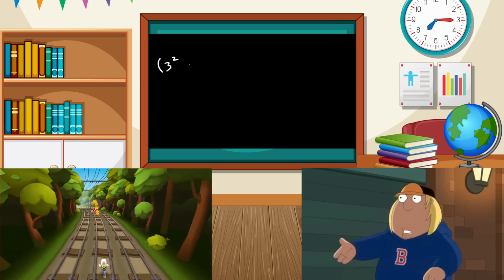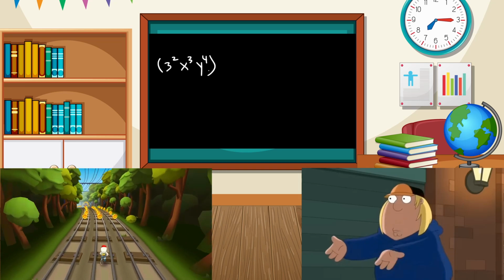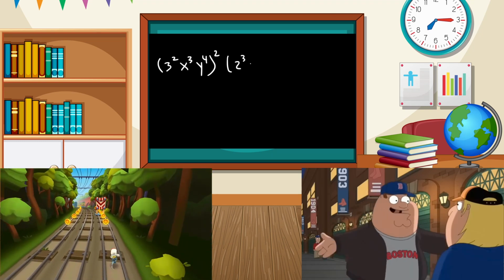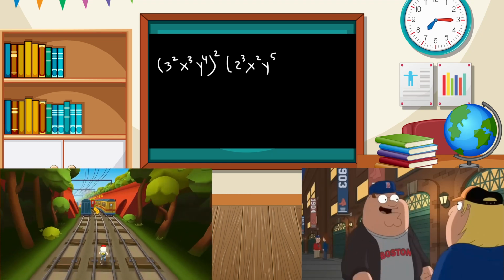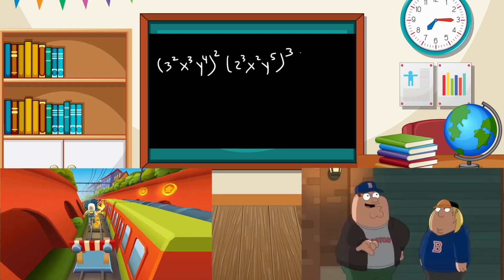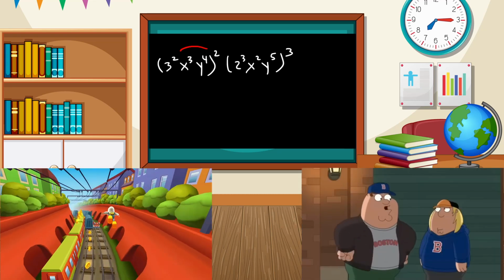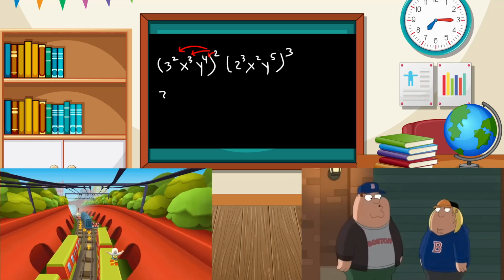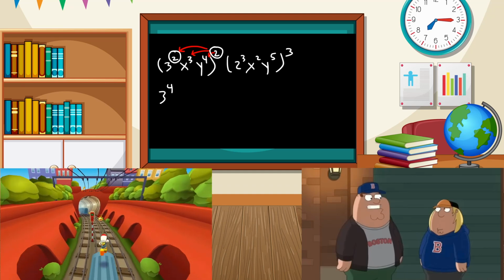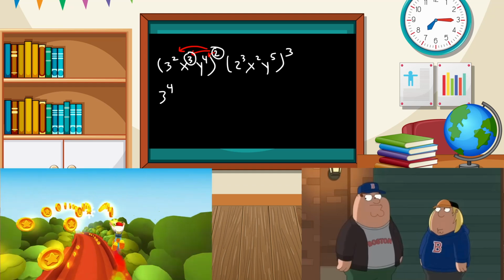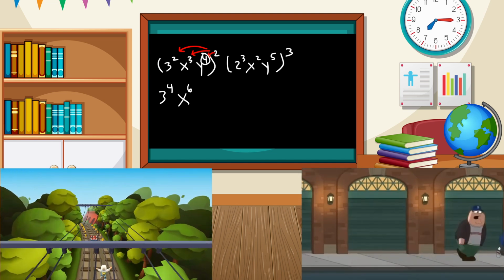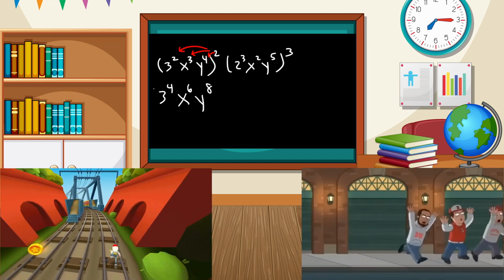Let's say we have 3 squared x cubed y to the 4th power raised to the, let's say, 2nd power times 2 to the 3rd, and then x to the 2nd, y to the 5th raised to the 3rd power. Go ahead and try that. So let's begin with the distribution of this exponent. So first we have 2 times 2, which is 4, multiplying these two, and then we're going to multiply 3 times 2, which is 6, so that's going to give us x to the 6th power, and then 4 times 2 is 8, so it's y to the 8th power.